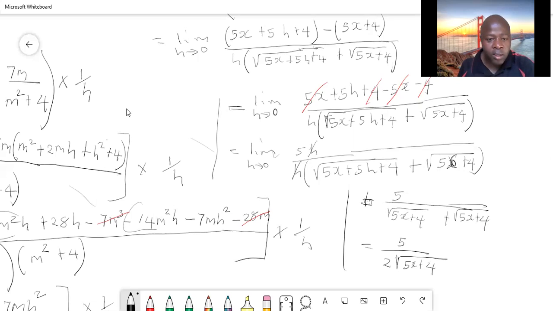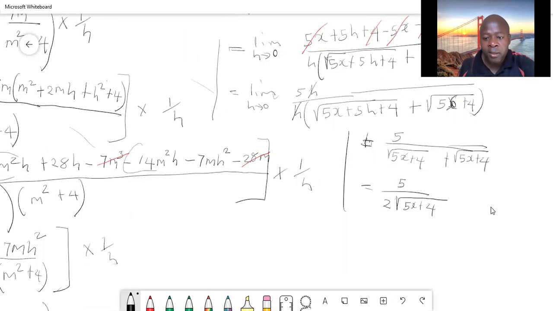And the question says that we should find the derivative when x is 1. So when x is 1, the answer becomes 5 over 2 times the root of 5 plus 4, which is 9. The square root of 9 is 3. 2 times 3 is 6. So this becomes our answer.